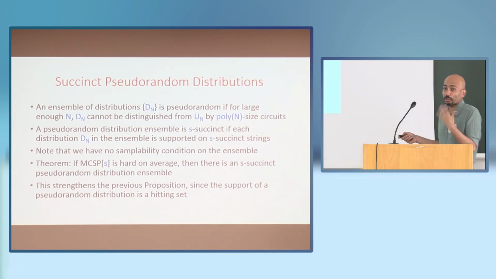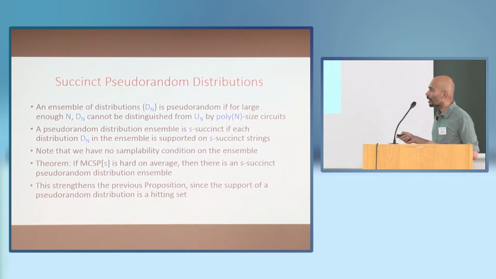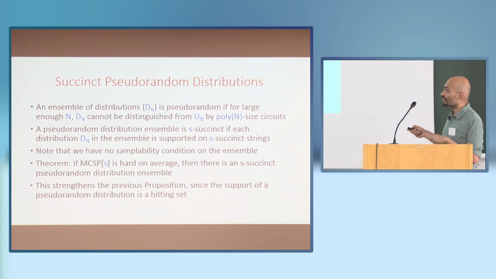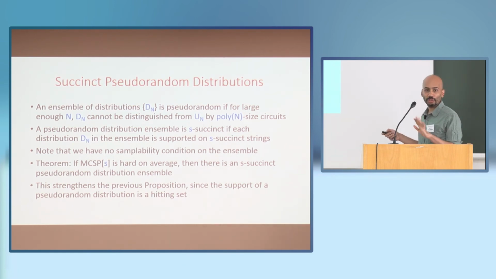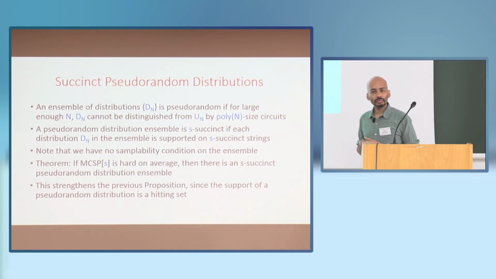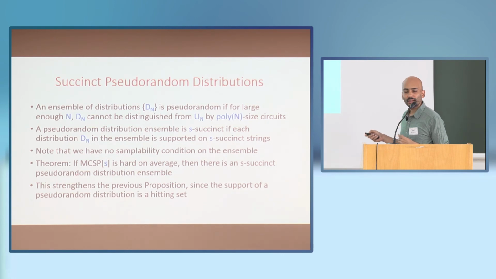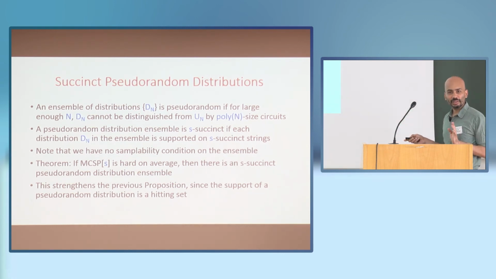The support of a pseudo-random distribution is a hitting set, but it's unclear whether you can go in the opposite direction, right? So if we could also show that this distribution is sampleable, then we'd be done. We get one-way functions from this. But it's not like a counting argument, because if you have no restriction on the sampling time, it's not clear because of the succinctness requirement. Yeah, it's not clear.